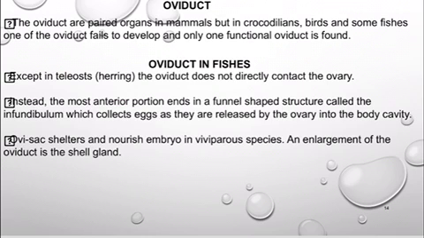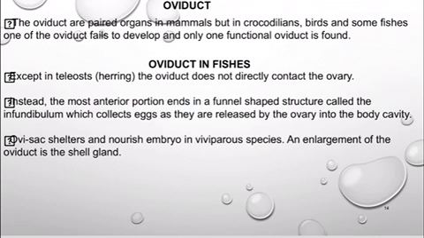But in crocodiles, birds, and some fishes, one of the oviducts failed to develop, and you have only one functional oviduct. So what about the oviduct in fishes? Except in the teleosts like the herring, the oviduct in fishes does not directly contact the ovary. But what do you have there? The most anterior portion of the oviduct ends in a funnel-shaped structure we call the infundibulum, which collects eggs as they are released by the ovary into the body cavity.